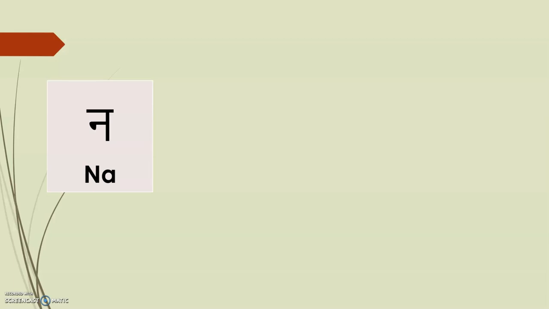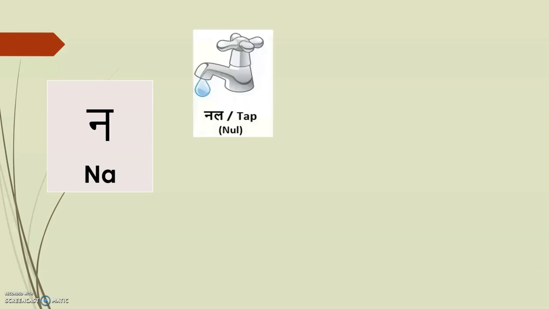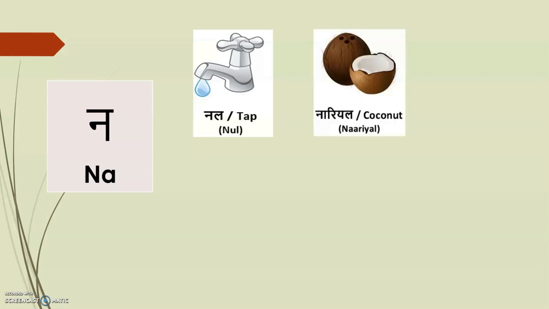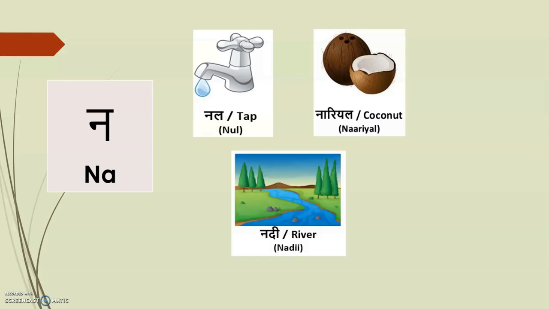The last letter of the fourth group or the fourth row is na. In the first picture, we can see a tap which is called nal in Hindi. In the second picture, we can see a coconut. Coconut in Hindi is called nariyal. If we go to the third picture, we can see a river. River in Hindi is called nadi.